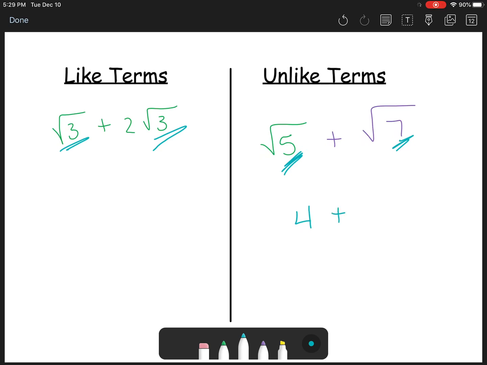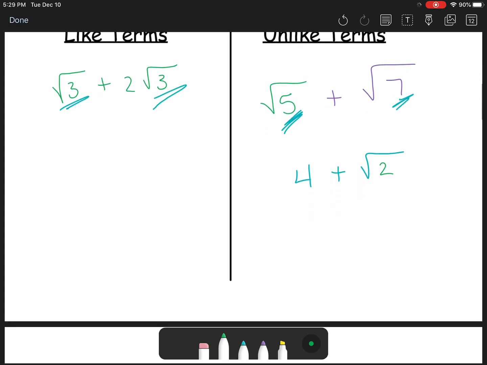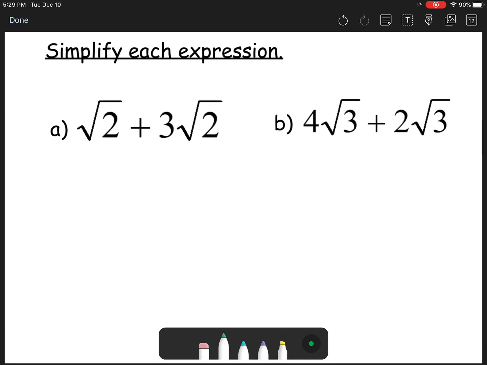Same if you had something like 4 plus the square root of 2. You could not combine those because they aren't like terms. Again, it's that whole apples and oranges. You can only combine them into one number if they stand for the same thing. So please keep that in mind.